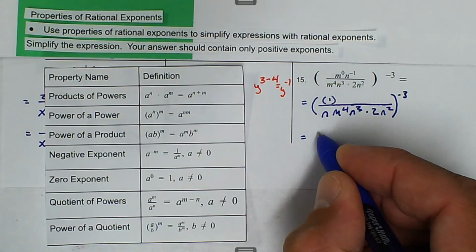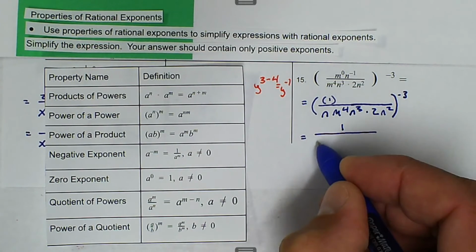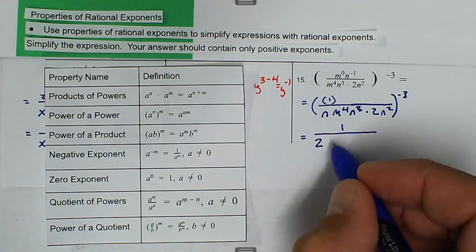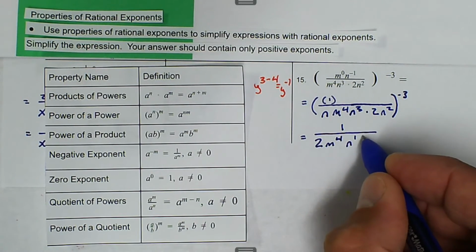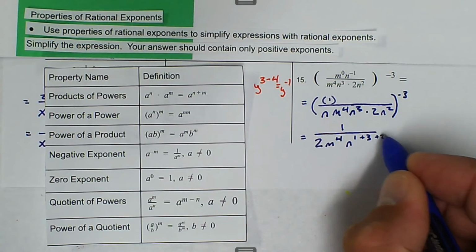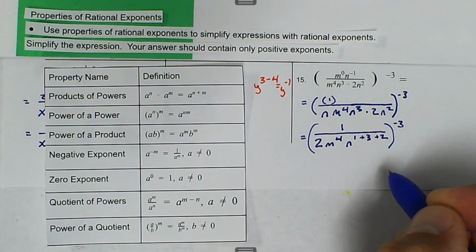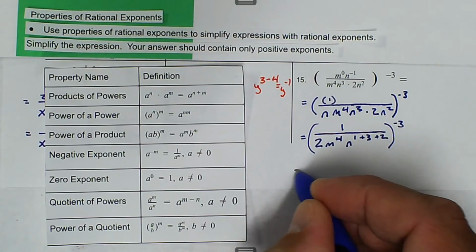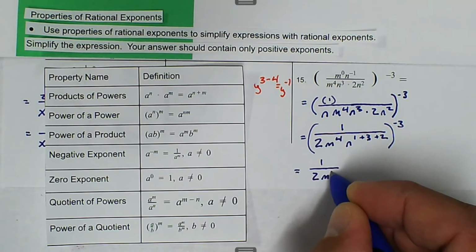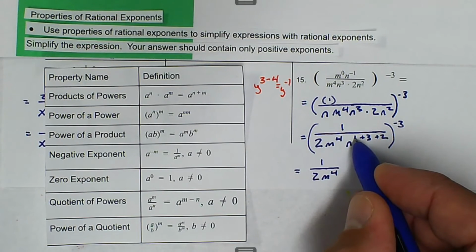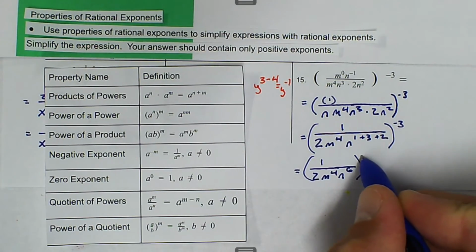So I'm going to move the coefficient to the front. This is all in the denominator. We don't have anything in the numerator, so we just leave a 1 there. So the coefficient comes to the front. Then we have m to the 4th, and then we have n to the 1 plus 3 plus 2. And that's still all raised to the negative third. So then we get 1 over 2m to the 4th, and then we have n, so 3 plus 1 is 4, plus 2 is 6, n to the 6th, and that's all still to the negative third.